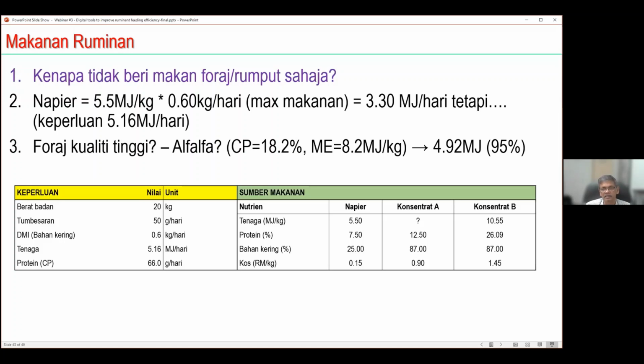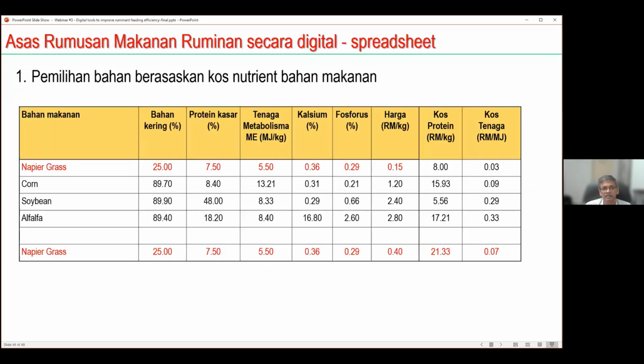The key point is feeding efficiently and precise feeding. That is very important, so I'll show it here. For example, it is all based on the cost of the nutrient, not just the nutrient content. So for example, let me show here Napier.